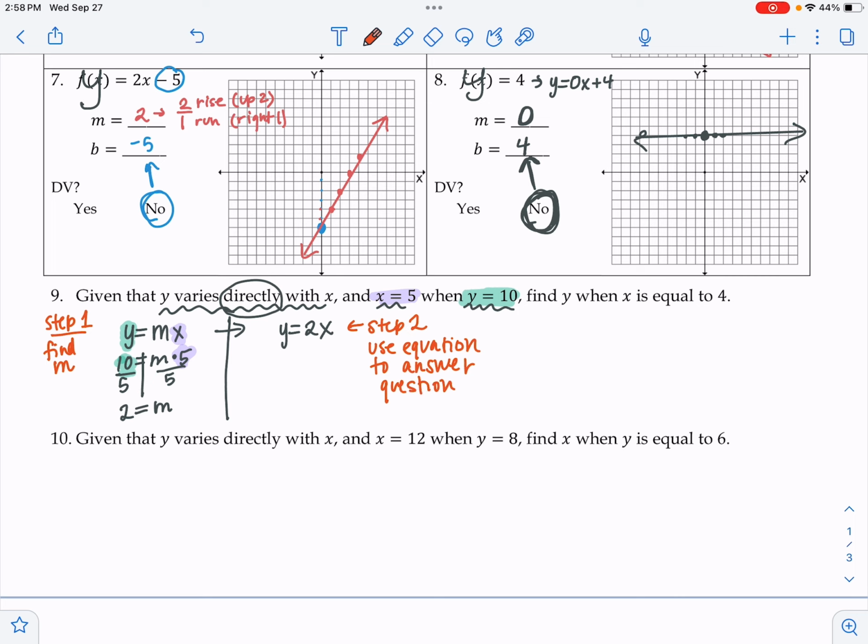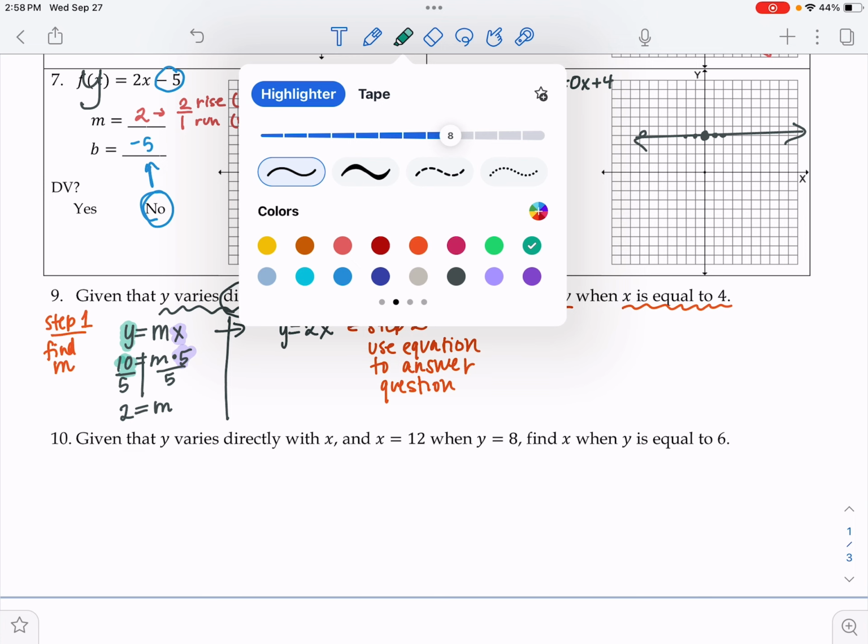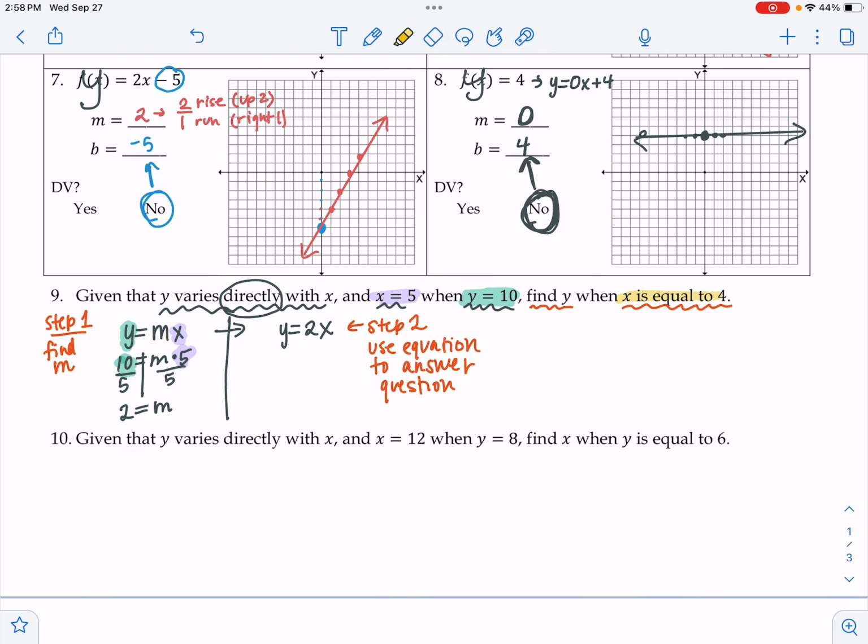Okay, and so the question is, find y when x is equal to 4. Okay, and so we're done with the other information. We've got new information. X is equal to 4. So we're going to put in 4 for the x. And so y equals 2 times 4. And we know 2 times 4 is 8. And so that's our final answer.